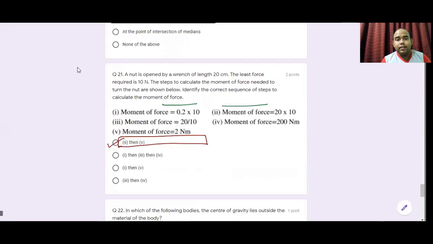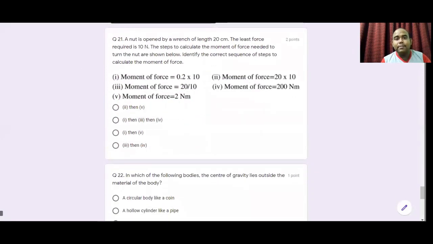Next question. Now, if you see your ICSE specimen paper, you will have these types of questions where you have to identify the correct sequence of steps. They will give you certain steps, okay, and then they will tell you what's the correct sequence of steps.